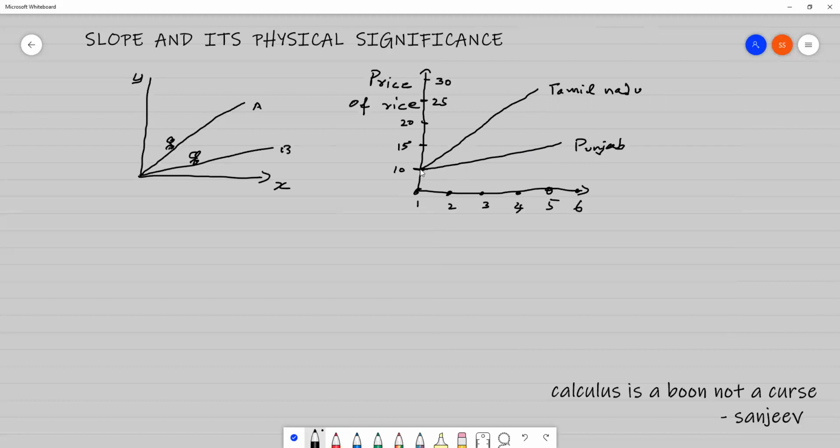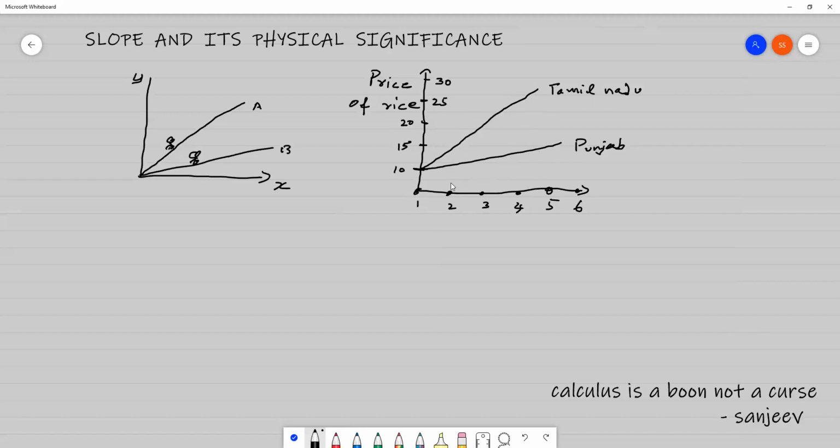It is very obvious that we understand two points here. On day 1, the price of rice in both Tamil Nadu and Punjab is 10 rupees. But as it goes on, the rate at which the price increases in Tamil Nadu is more than the rate at which it increases in Punjab. If I ask which line is steeper, obviously the Tamil Nadu line is steeper. So the rate at which the price of rice increases in Tamil Nadu is more than in Punjab.